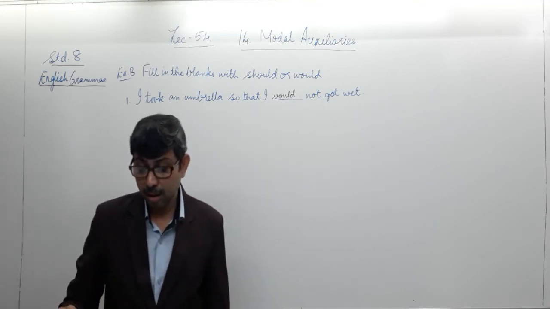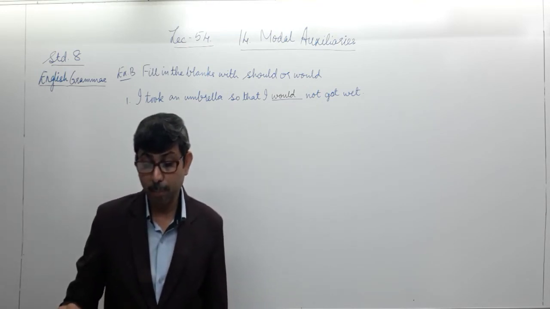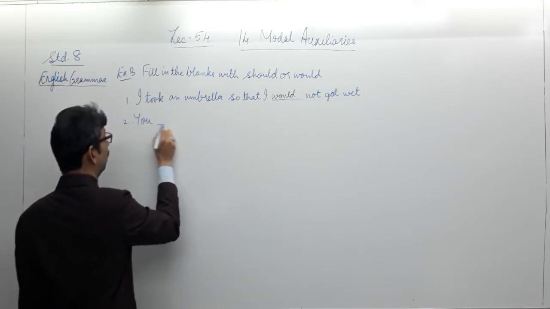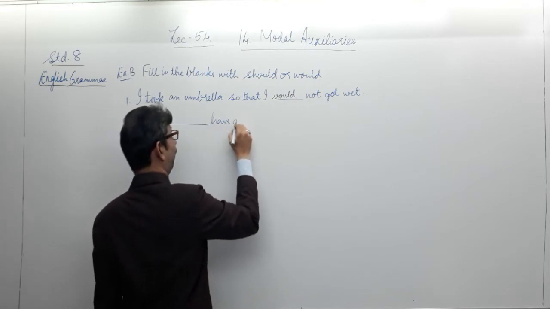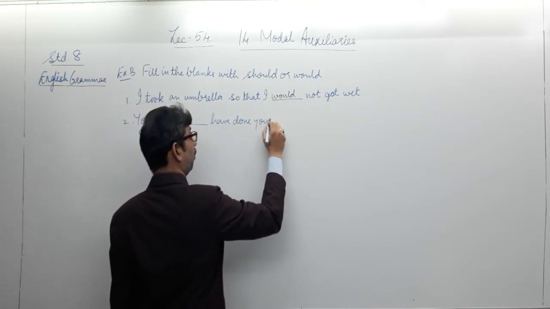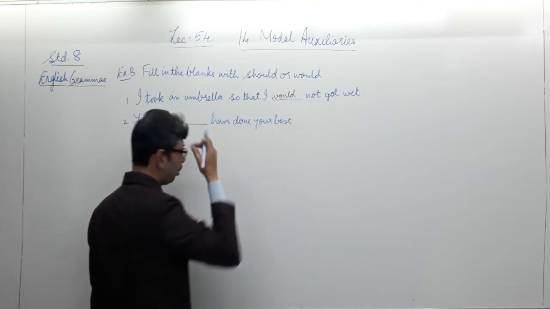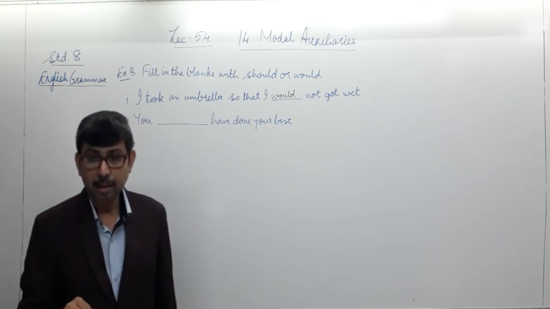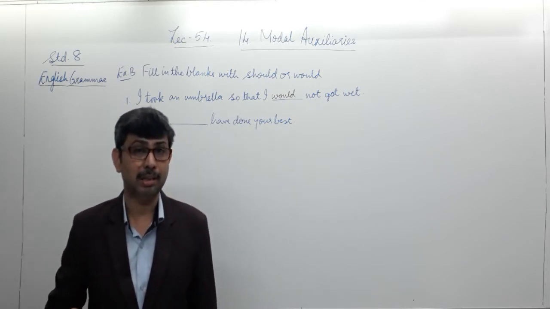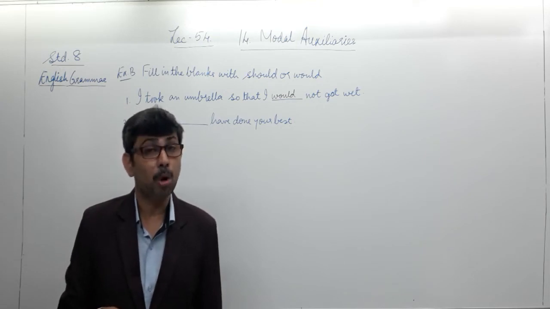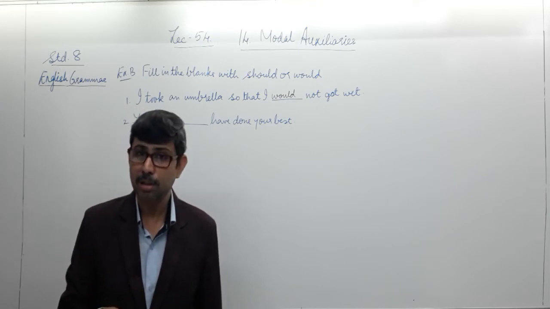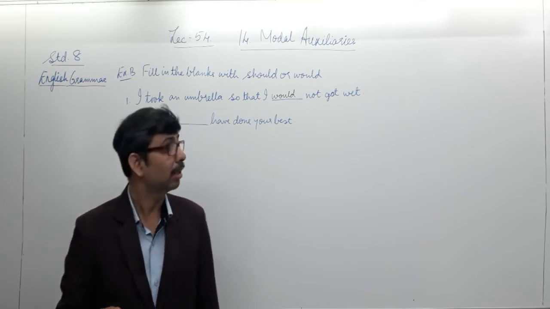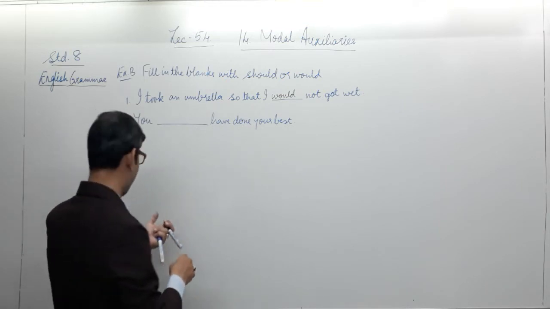Next one, you dash have done your best. So what are you trying to say over here? You are telling someone, or someone is being instructed, that the person should have done his best efforts. So a kind of moral obligation is being expressed over there. Hence, we will be writing the modal auxiliary should and not would. So let us write the answer. You should have done your best.